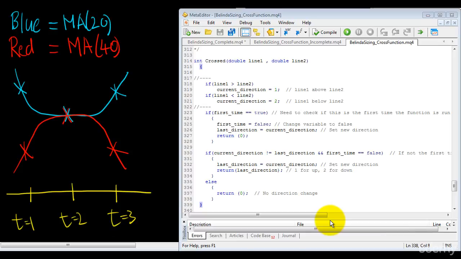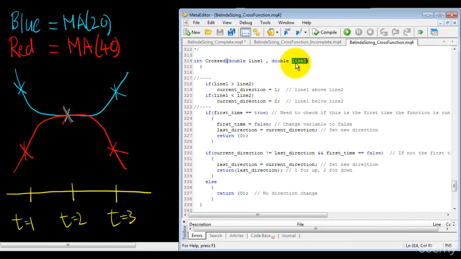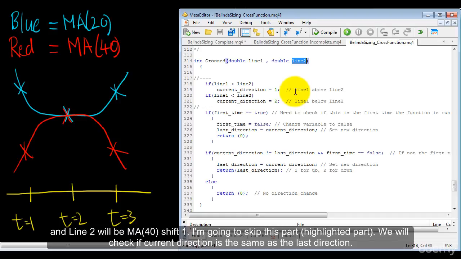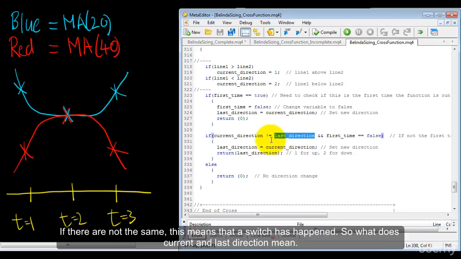Okay, so here we go. The cross function takes in two inputs, line 1 and line 2. In our example, line 1 will be MA20 shift 1, and line 2 will be MA40 shift 1. Okay, I'm going to skip this part first. It will check if current direction is the same as the last direction. If they are not the same, that means a switch has happened.